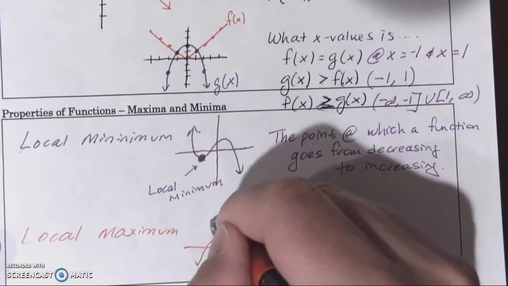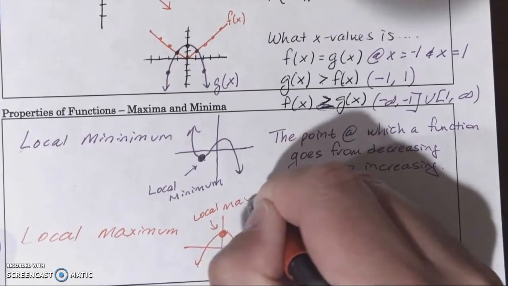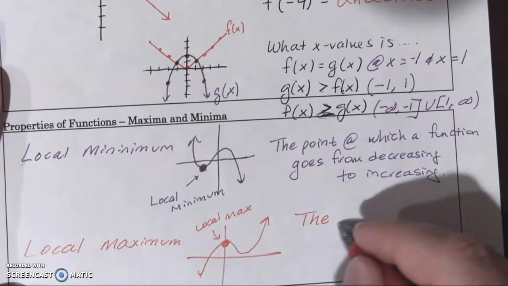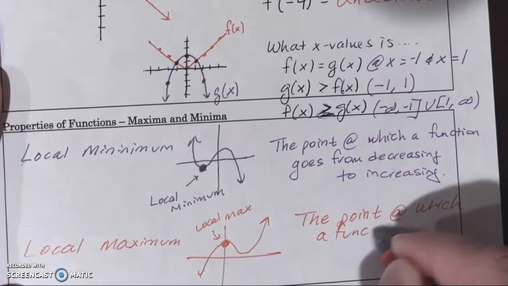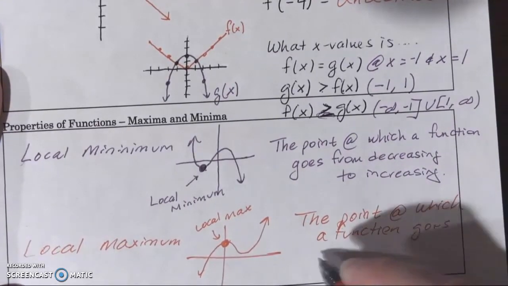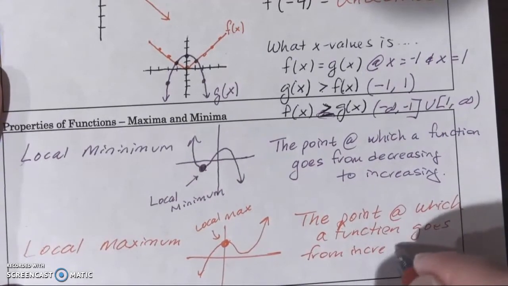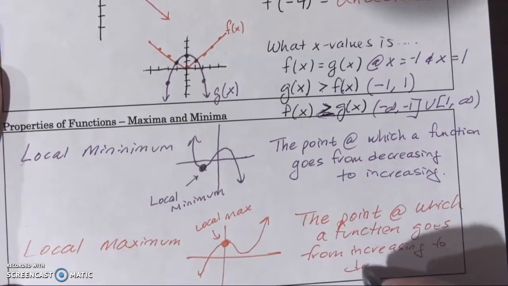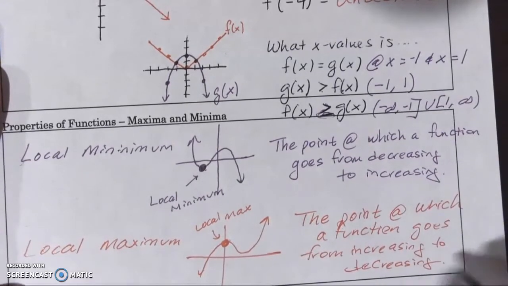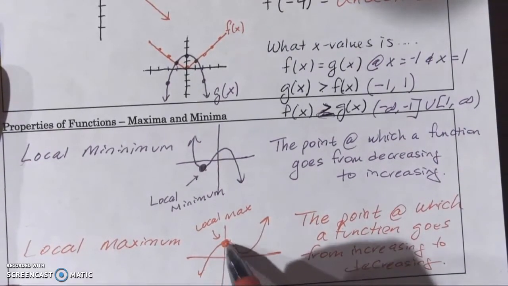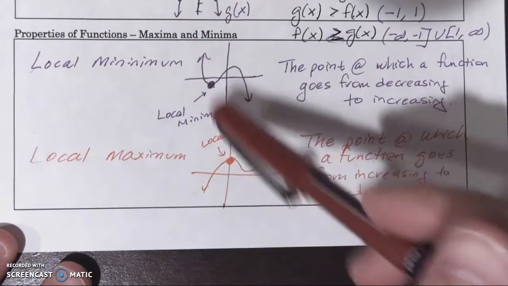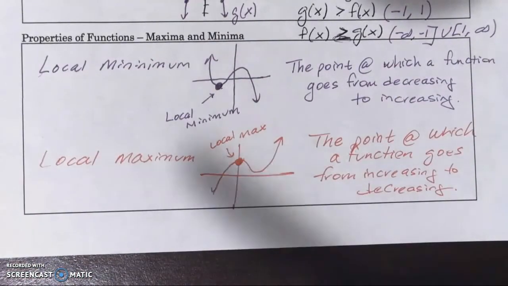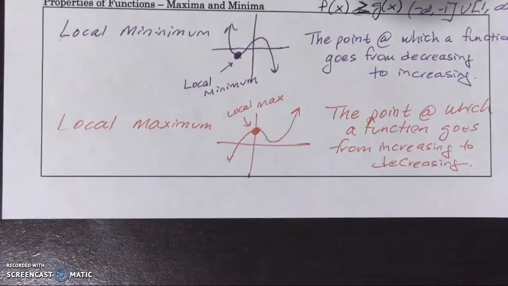This right here would be a local max. The point at which a function goes from increasing to decreasing. Increasing, increasing, increasing, starts to decrease. There is your local maximum. Okay? If your local maximum or minimum is truly the minimum or maximum of the function, it's called an absolute maximum or minimum.